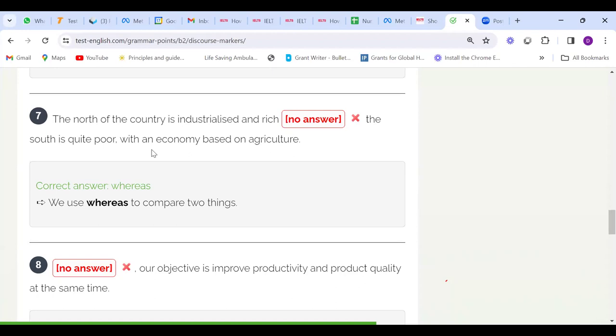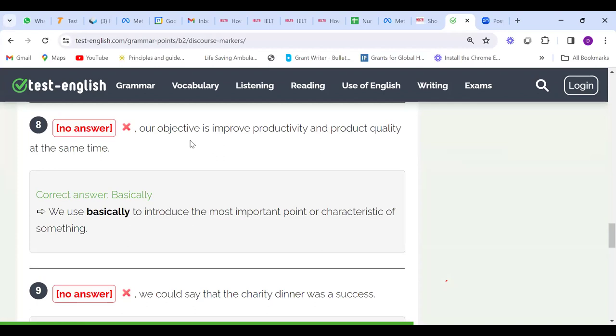Number eight, dash, comma, our objective is to improve productivity and product quality at the same time. The correct answer is basically. So basically, our objective is to improve productivity and product quality at the same time. We use basically to introduce the most important point or characteristic of something.